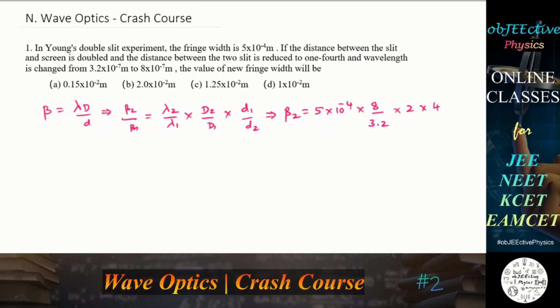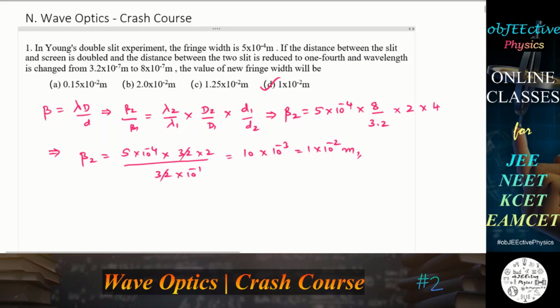So, d1 by d1 by 4. That implies beta 2 is equal to 5 × 10^-4 into 32 into 2 divided by 32 into 10^-1. 32 cancel. So, 5 2s are 10 into 10^-3, or that is equal to 1 × 10^-2 meter. That is, option D is the right option. And next question.